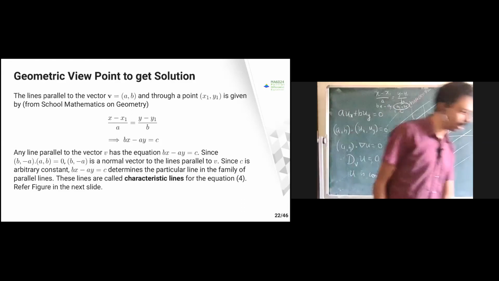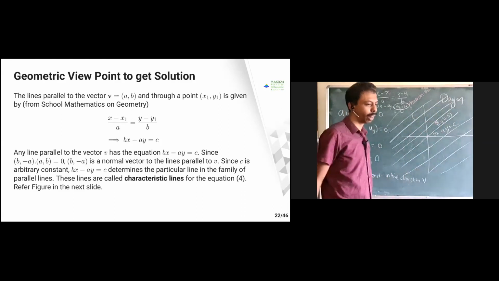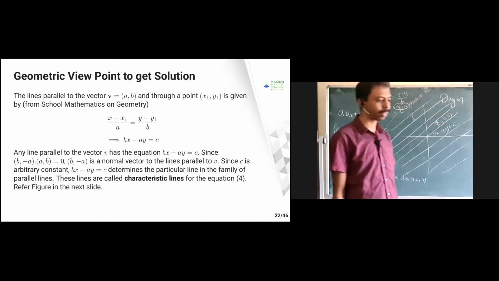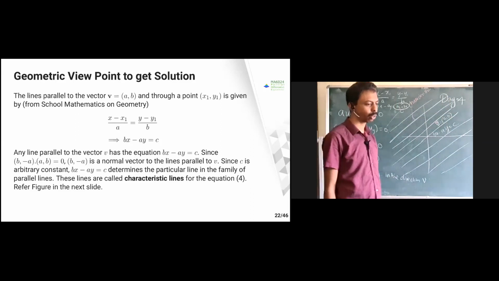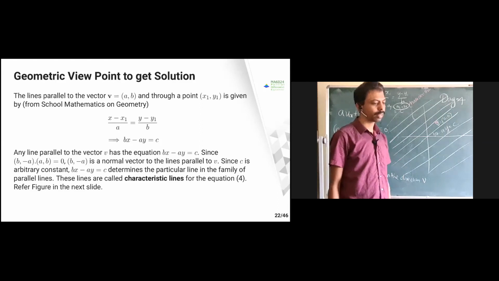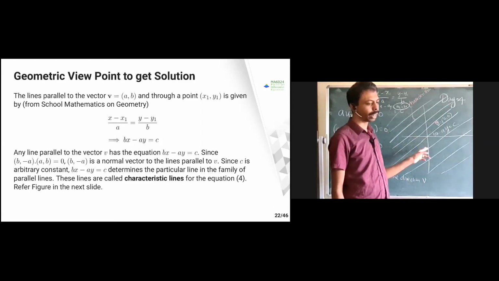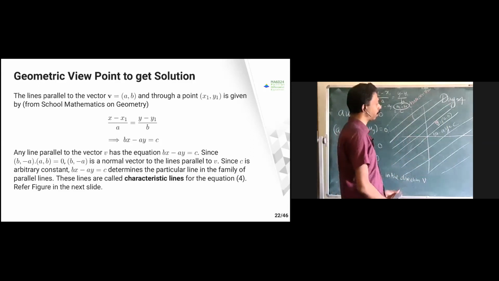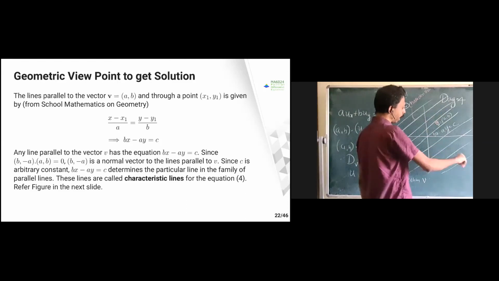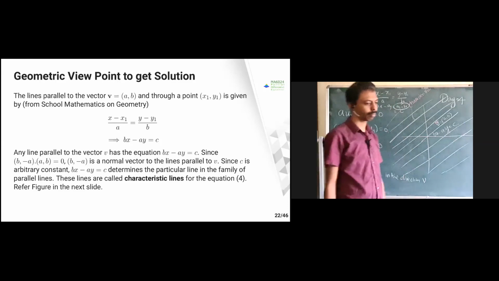Now, what is the dot product of (b, minus a) and (a, b)? That dot product is ba minus ab, so it becomes 0. That means (b, minus a) is a normal vector to the lines parallel to v. If I take the vector (b, minus a), it is normal to all the lines which are parallel to the vector v.